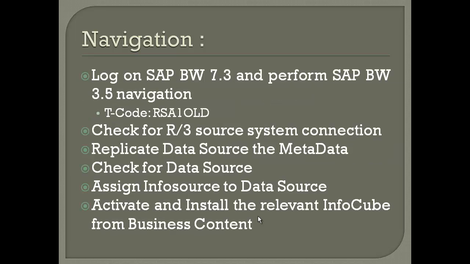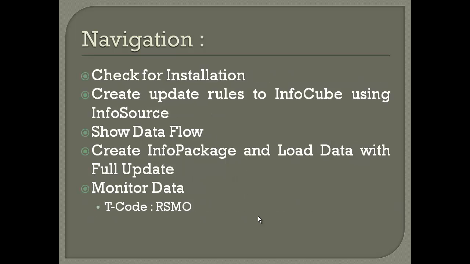Log on to SAP BW 7.3 and perform the SAP BW 3.5 navigation by using transaction code RSA1. Then check the R/3 source system connection and replicate the data source, the metadata. Check for the data source. Assign InfoSource to data source or data source to InfoSource. Activate and install the relevant InfoCube from the business content. Check for the installation. Create update rules to the InfoCube using the InfoSource. Show the data flow. Create an InfoPackage and load data with full update.